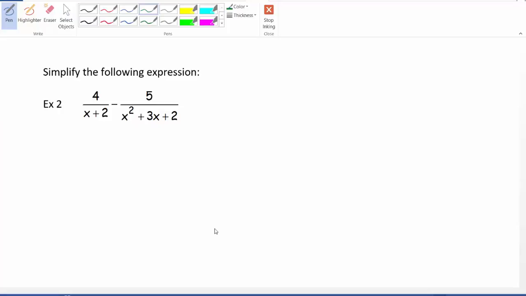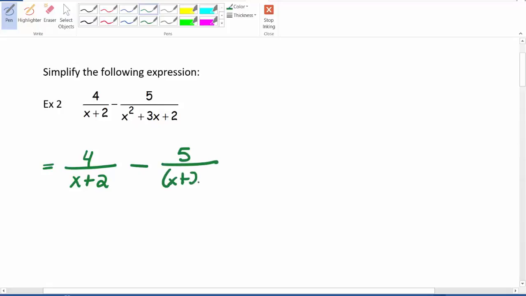Here we are at example 2 from our 8.5 set of notes. We're asked to simplify the following rational expressions with this operation of them being subtracted in the middle. Now, first of all, what we're going to go ahead and do is factor out this bottom piece. So when we do that, we end up with 4 divided by x plus 2 minus 5 divided by x plus 2 times x plus 1.